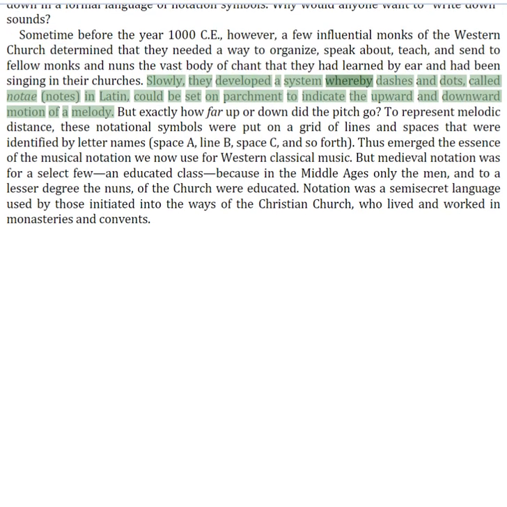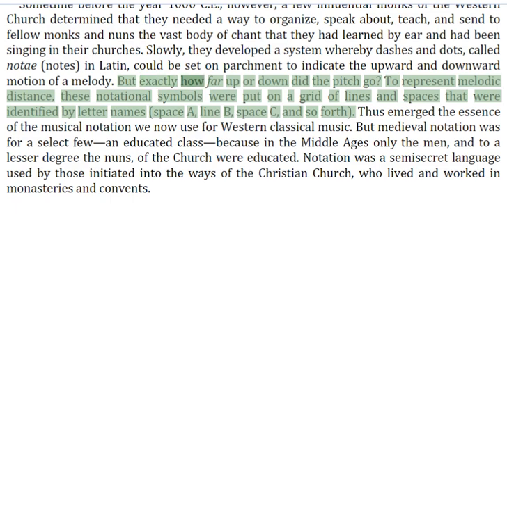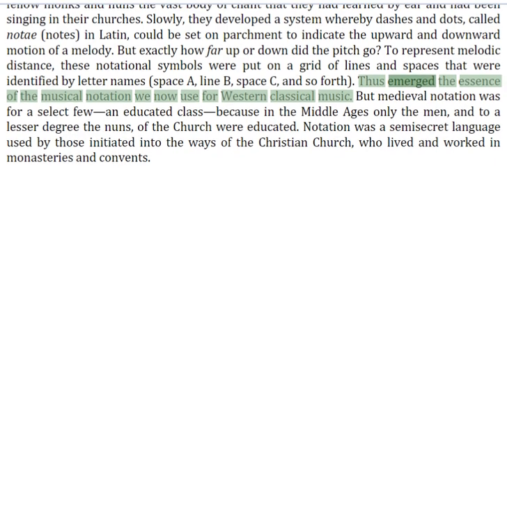Slowly, they developed a system whereby dashes and dots, called neumes in Latin, could be set on parchment to indicate the upward and downward motion of a melody. But exactly how far up or down did the pitch go? To represent melodic distance, these notational symbols were put on a grid of lines and spaces that were identified by letter names. Thus emerged the essence of the musical notation we now use for Western classical music.